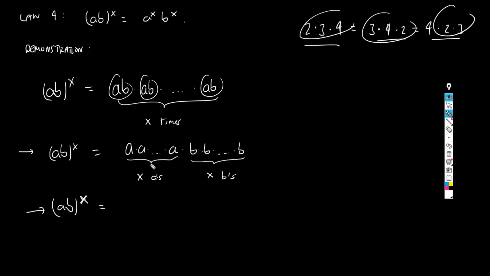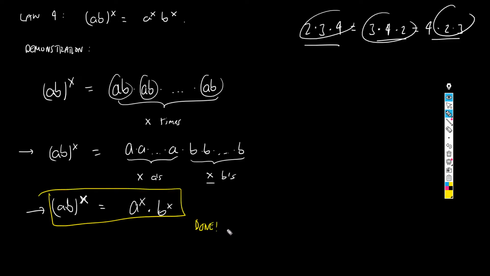So by definition, if I have the product of just a's, x number of times, then that's equal to a to the x. All of this is a to the x times all of this, which is b to the x, because it's just pure b's multiplying one another. And how many b's do I have? I have x b's. So I have proven that a times b raised to the x is equal to a to the x times b to the x, and the proof is completed.